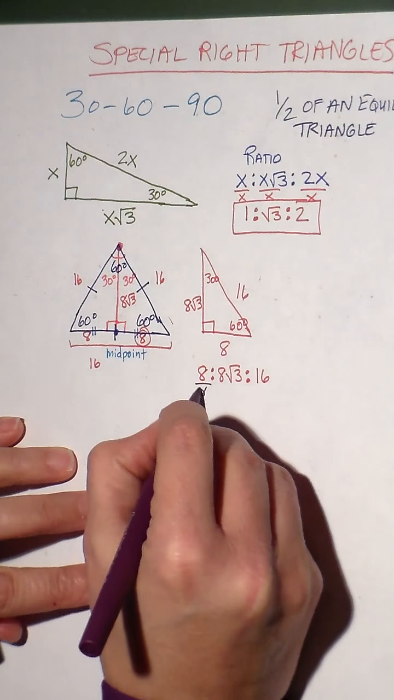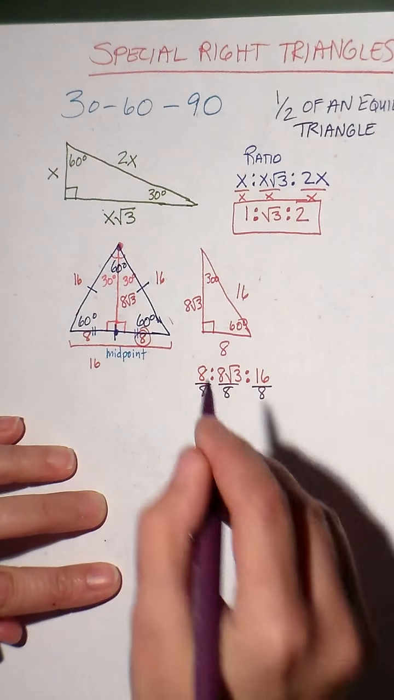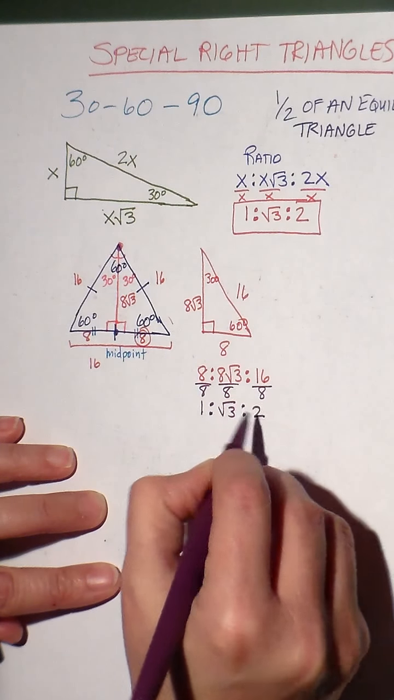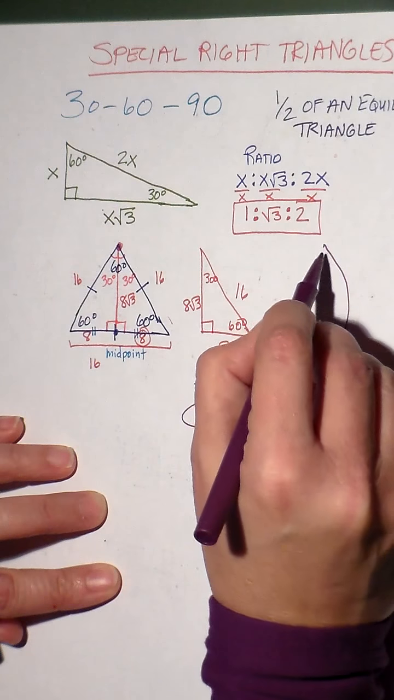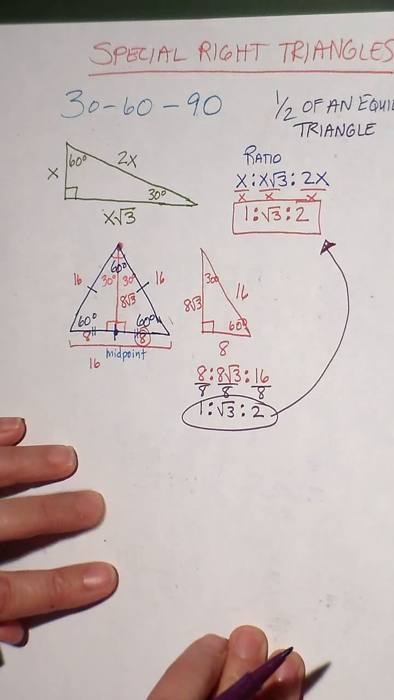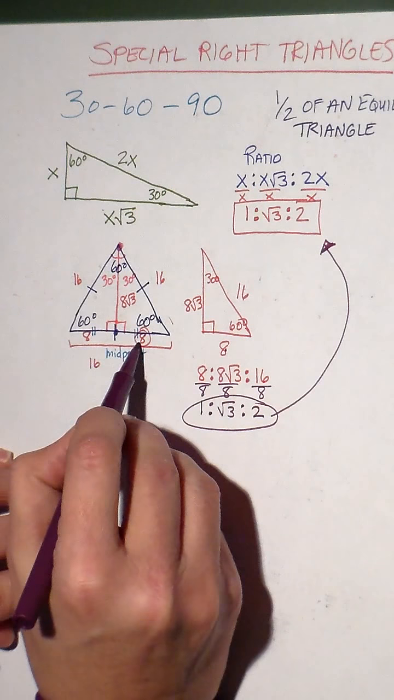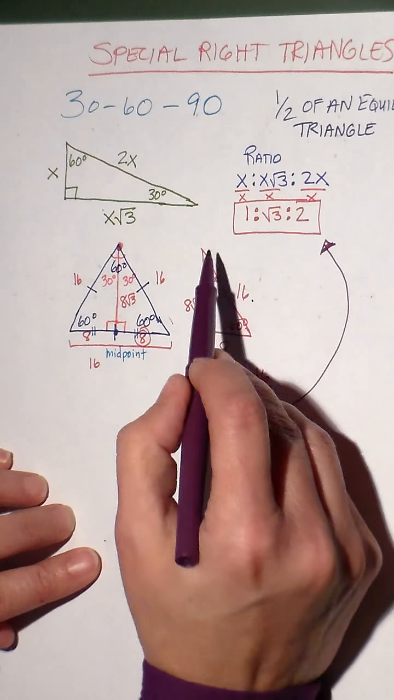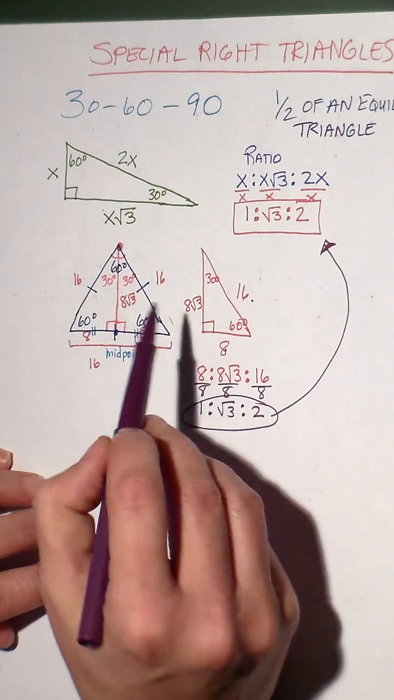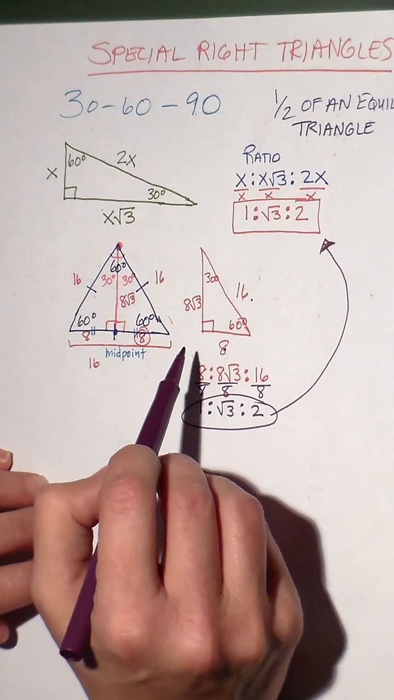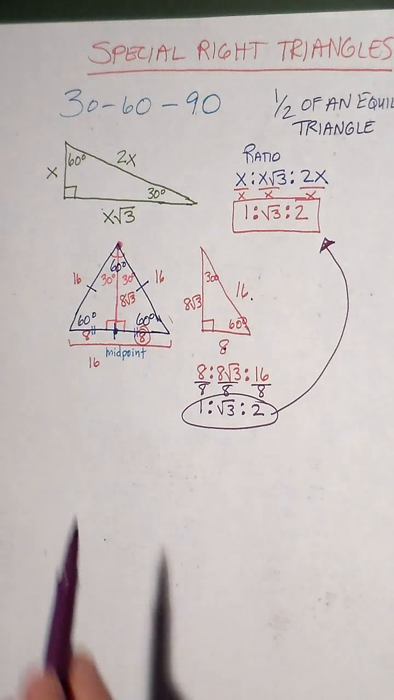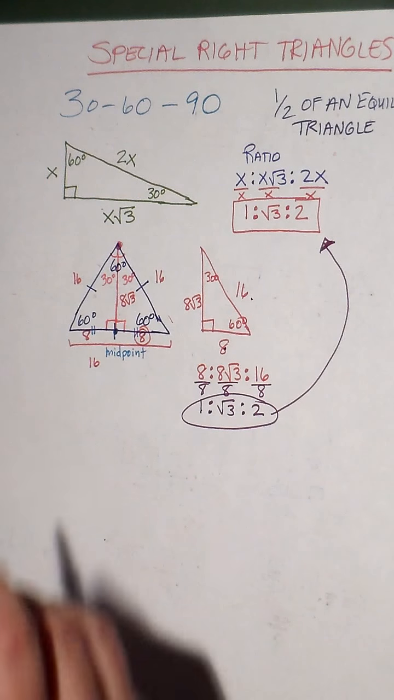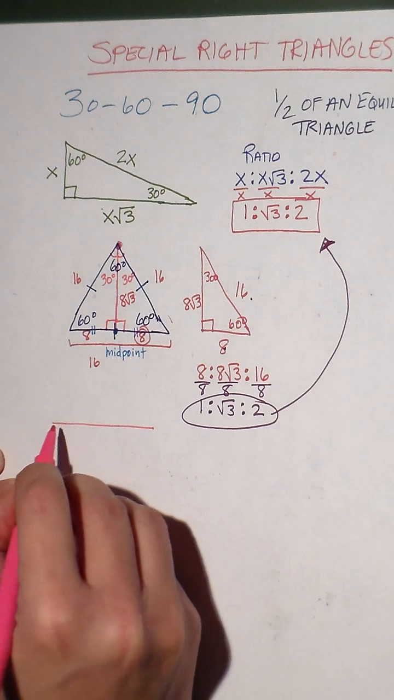So I'm going to divide all these by 8 because I can reduce these. So that's going to reduce to 1, square root of 3, 2, which is exactly what I have up here. So the small side, because of the way this is written, is always going to be 1/2 of the hypotenuse because it's 1/2 of an equilateral. And then you multiply the small side times the square root of 3 to get the medium side, the one across from the 60.